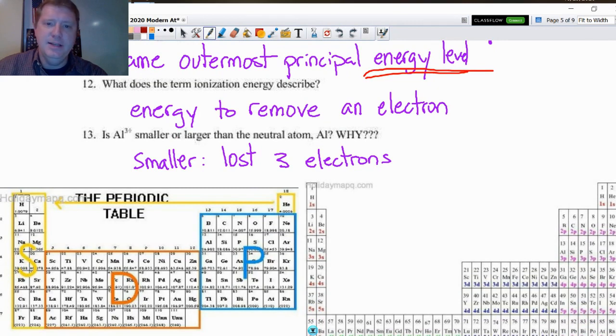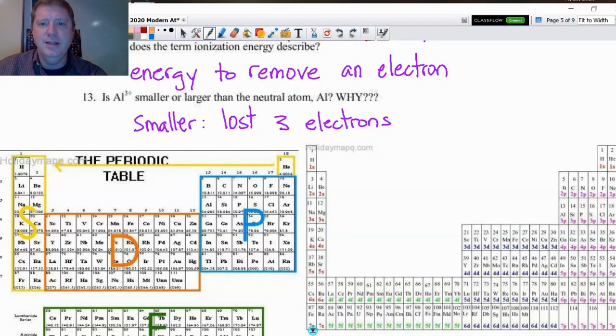What does the term ionization energy describe? It's how much energy you have to put in to take an electron. I mean, imagine you're trying to take something from 2 different people. It might be easier to take from one than the other. That's all ionization energy is. How much energy does it take to take the electron? Aluminum plus 3 is smaller than neutral aluminum. Why? That would have lost some electrons.